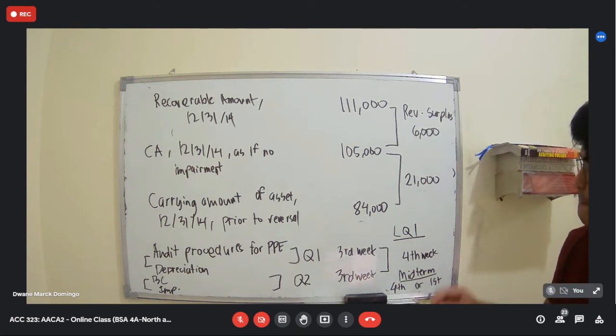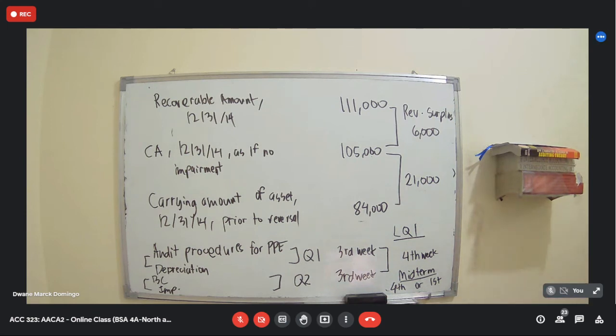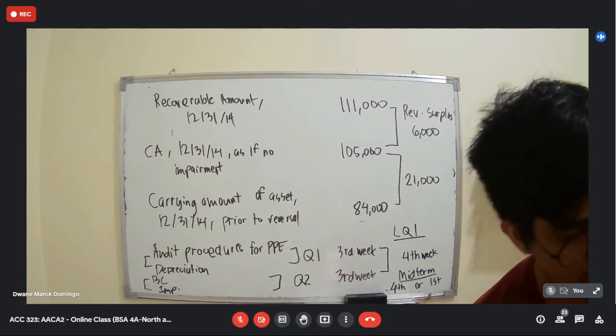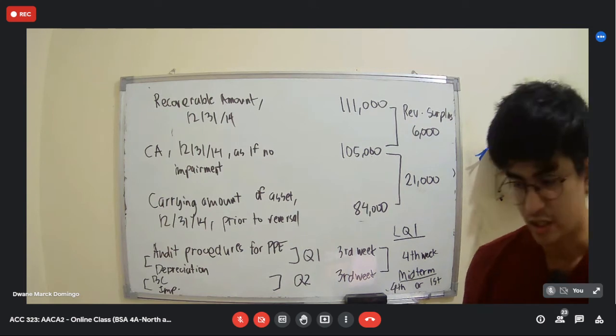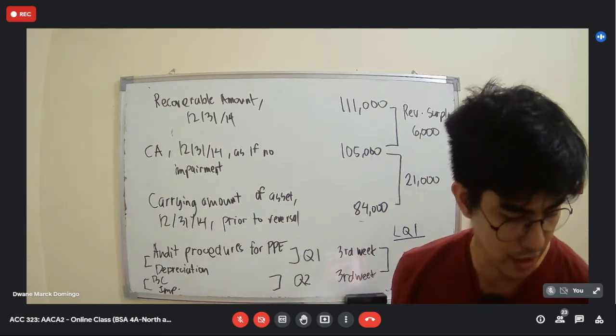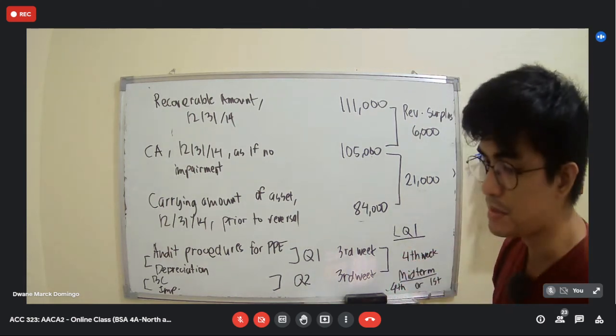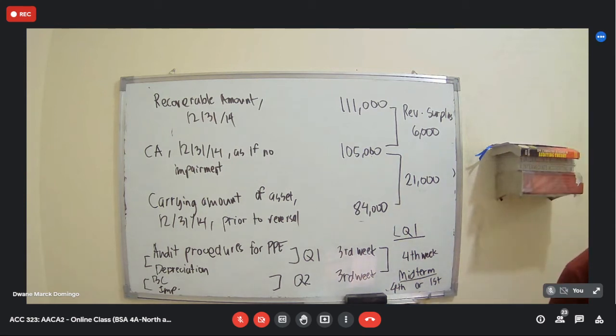So, sige. May oras ba tayo? May oras ba? So, next natin is PFRS 6, Exploration and Evaluation of Mineral Resources. Or another term is Exploration and Evaluation of Wasting Assets. PFRS 6. Siguro dito lang uli sa Word document. Share ko lang yung screen ko.